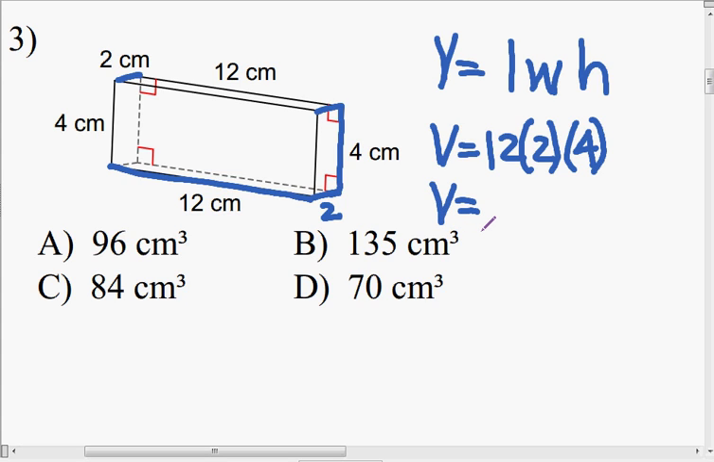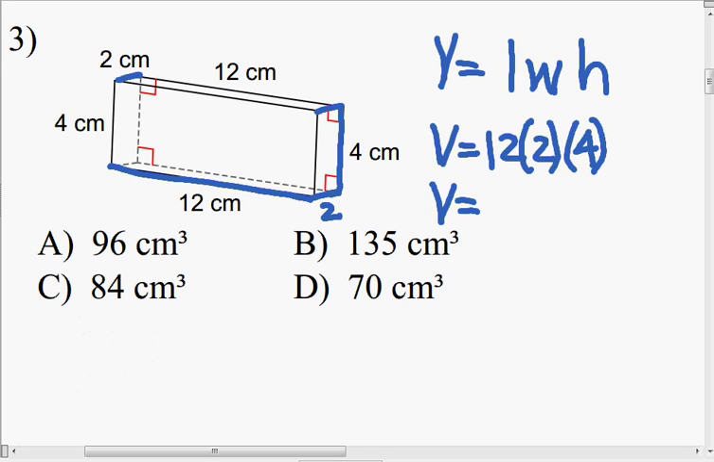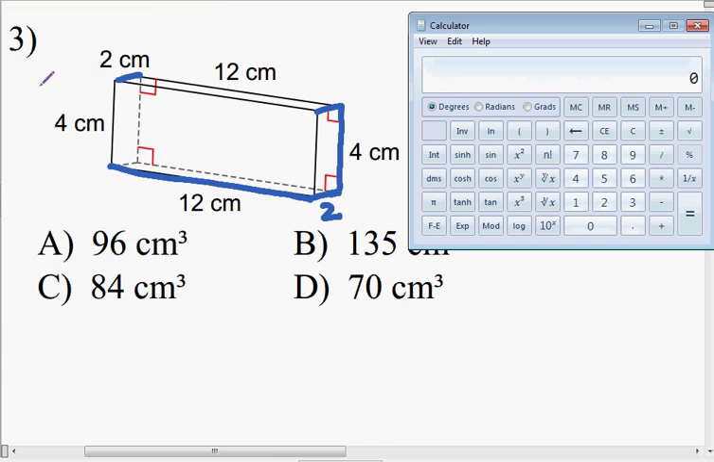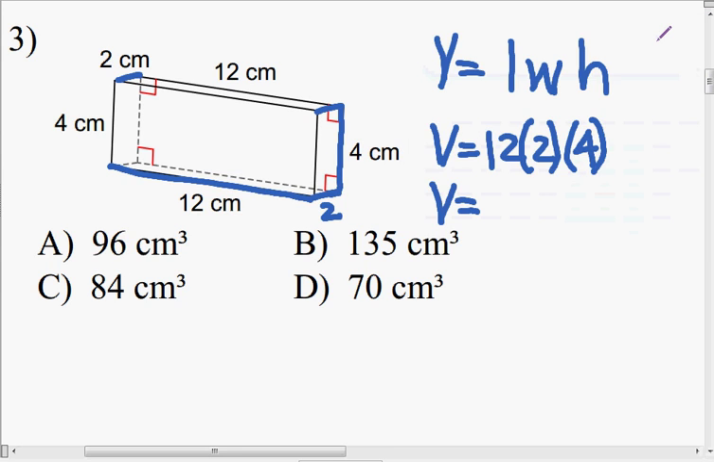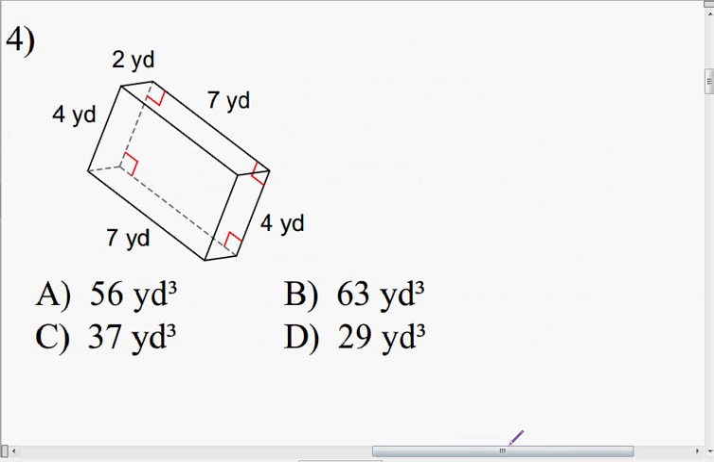So my volume equals 12 times 2 times 4. And I get 12 times 2 times 4 is 96. I think now you can do question 4. I think we can do 2 minutes this time.